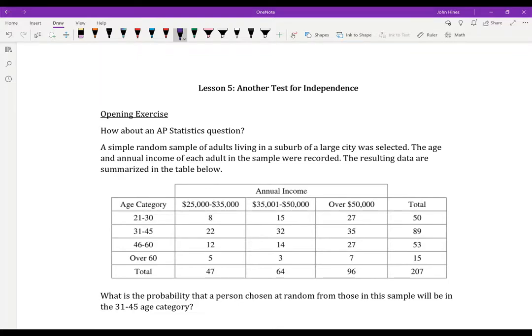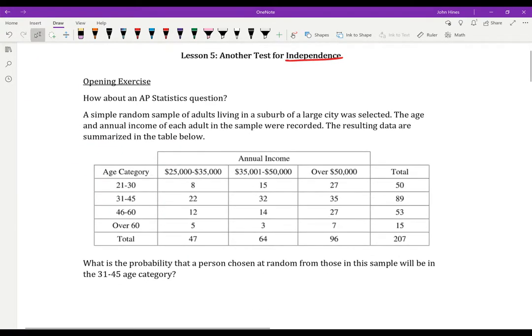Hi, everybody. Welcome back to Lesson 5, which is entitled Another Test for Independence, because we're going to continue playing around with independent events. So let's start off with a nice little AP Stats question here.